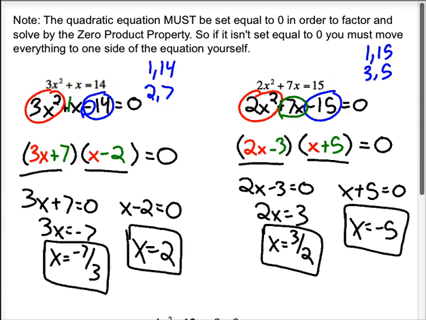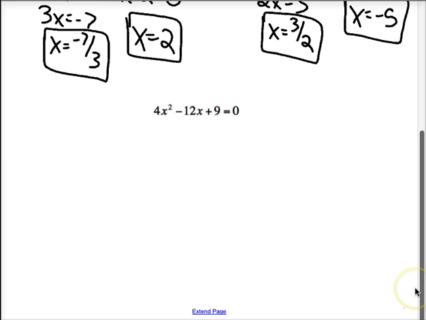All right, last example of this type that I want to do with you. So already set equal to 0, so that's awesome. Everything's already on the same side. So let's begin our factoring process.